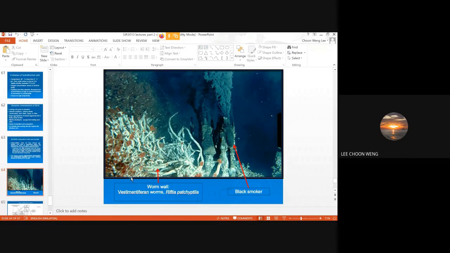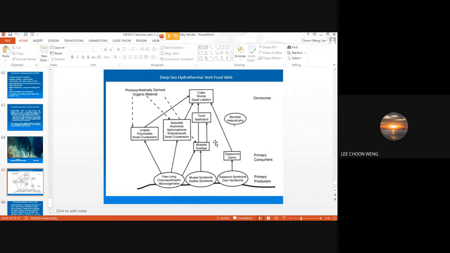So you see a black smoker with a chimney here, then you have your cube worms. Okay, so the deep sea hydrothermal food web, you see the primary producers here based on the chemoautotrophic bacteria, the symbionts, but the symbionts are also dependent upon the bacteria that provide the food within these symbionts. So these primary producers support the second trophic levels, okay, and so on and so forth.